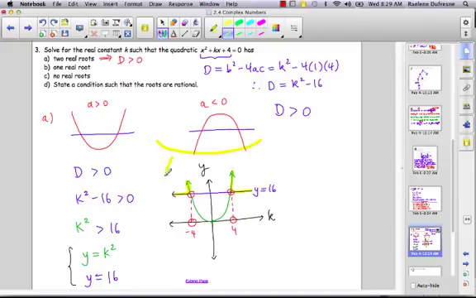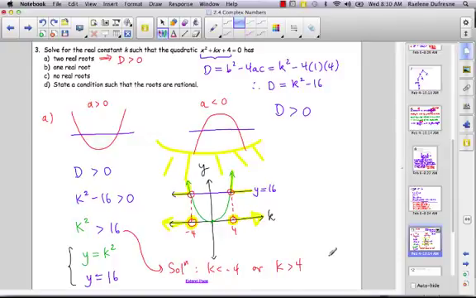If I take the sunshine and cast a shadow, then the shadow will be cast when x is less than negative 4 or when x is greater than positive 4. So my solution, in other words, the solution to this inequality says that k is less than negative 4 or k is greater than 4. Well, this seems completely unrelated to the original question.